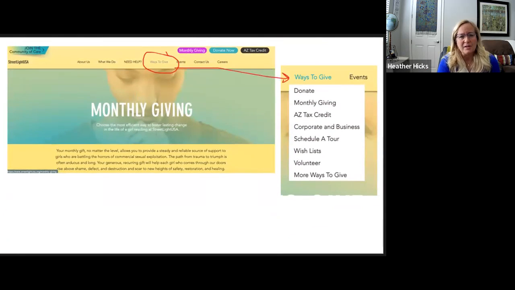Here is Streetlight, kind of how they are doing that. I love this idea of ways to give. So they actually have one of their navigation areas as ways to give. And if you hover over that, you've got donate, monthly giving, tax credit, which are their three other highlighted ones above, but they also have corporate and business, schedule a tour, wish lists, volunteer, and even more ways to give.